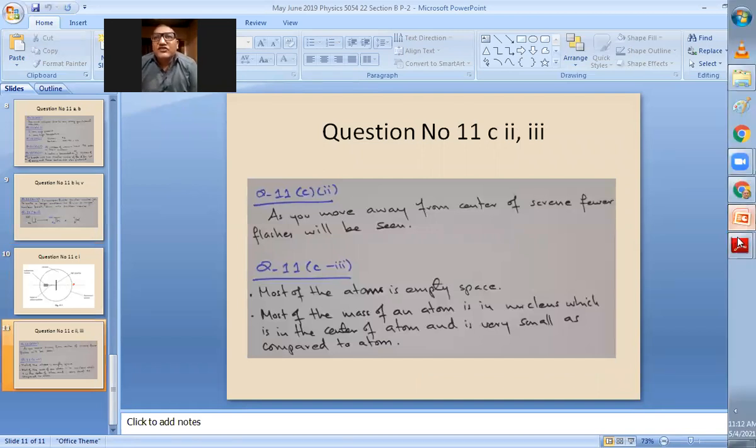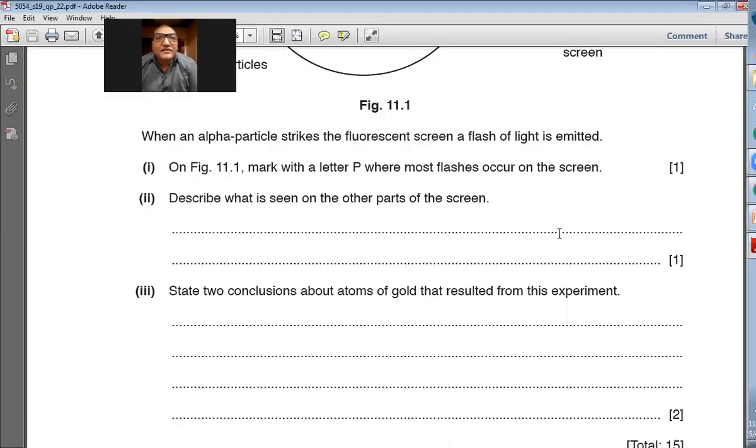The next question coming up on your screen says, describe what is seen on the other parts of the screen. Because most of the alpha particles are going straight, on the other parts of the screen there will be some glows, but very few, because very few alpha particles are deflected. Most of the glow will be right in the center of the screen, because most of the alpha particles went straight through the atom.